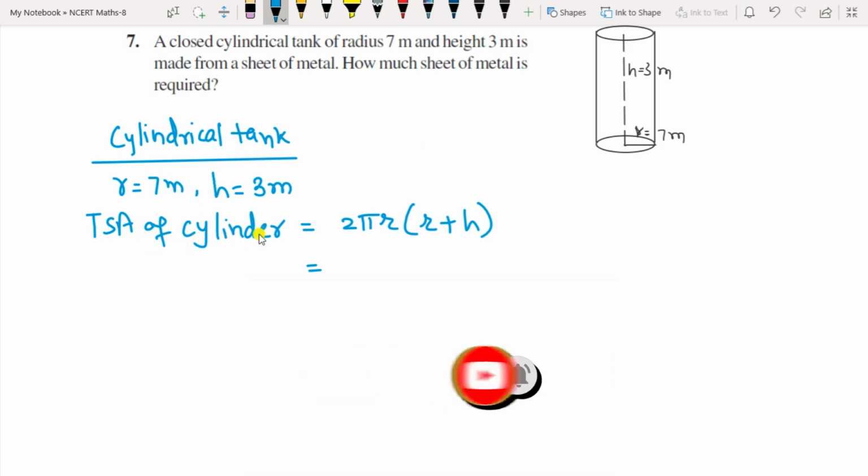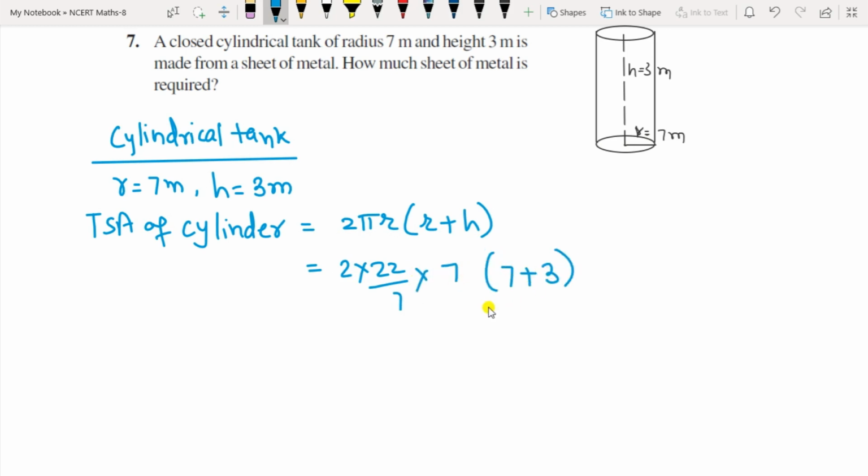The total surface area of a cylinder is 2 pi R(R + H). So it is 2 into 22/7 into R is 7, so 7 plus 3. If you cancel this, the 7s get cancelled here. So it becomes 44 into 10. So that is 440 meters square. This is the total surface area of the cylinder.